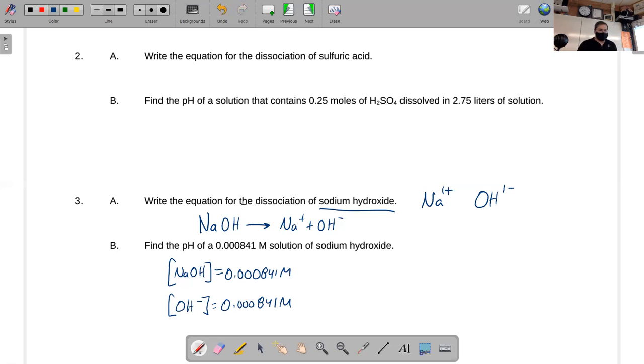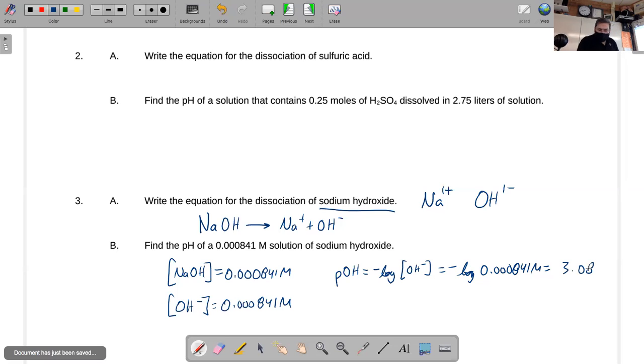So what we're trying to figure out is what's the pH. If that's the concentration of hydroxide ions, we've got to get the pH. So the smart thing to do is with hydroxide concentration, figure out what the pOH is. And the pOH is equal to the negative log of the hydroxide concentration. So if I take negative log of 0.000841 molar, it's 3.08. And if the pOH is 3.08, because pH plus pOH is always equal to 14, if I just take 14 minus 3.08, that gets me what the pH is.